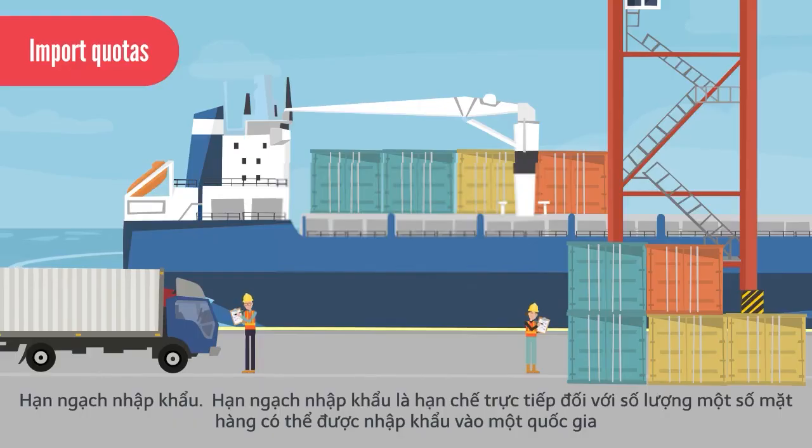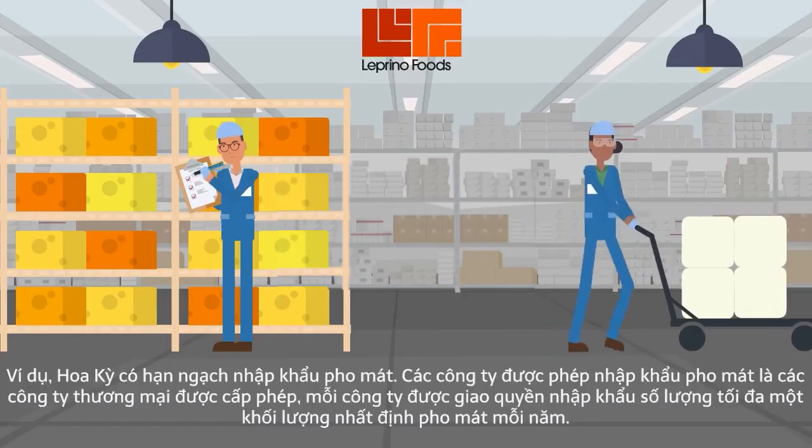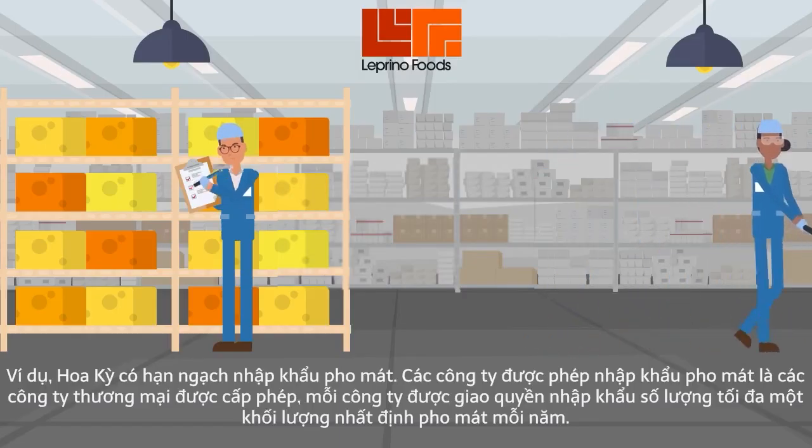Import quotas. An import quota is a direct restriction on the quantity of some good that may be imported into a country. For example, the United States has a quota on cheese imports. The only firms that are allowed to import cheese are certain trading companies, each of which is allocated the right to import the maximum number of pounds of cheese each year.